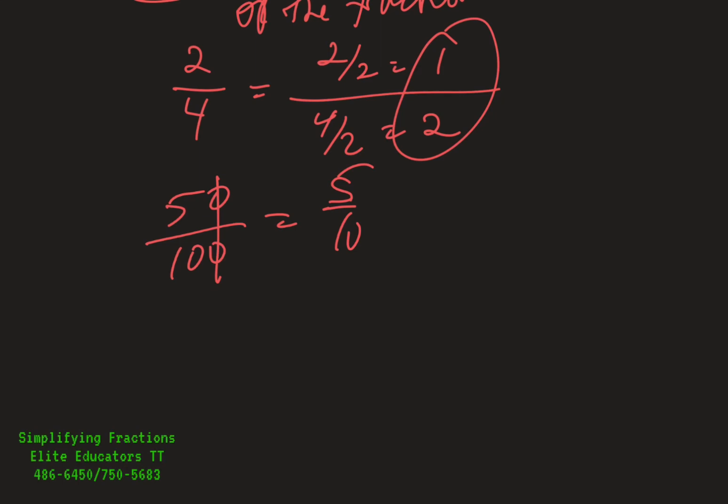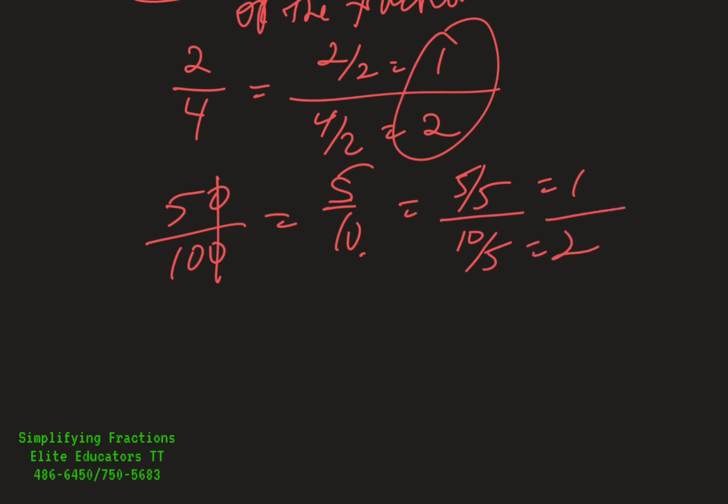So we see, could it be divided by 1? Yes. Could it be divided by 2? 10 could be divided, but 5 can't. So we can't use 2. 3, no. 4, no. 5, yes. 5 divided by 5 equals 1. 10 divided by 5 equals 2. This is equivalent to a half.